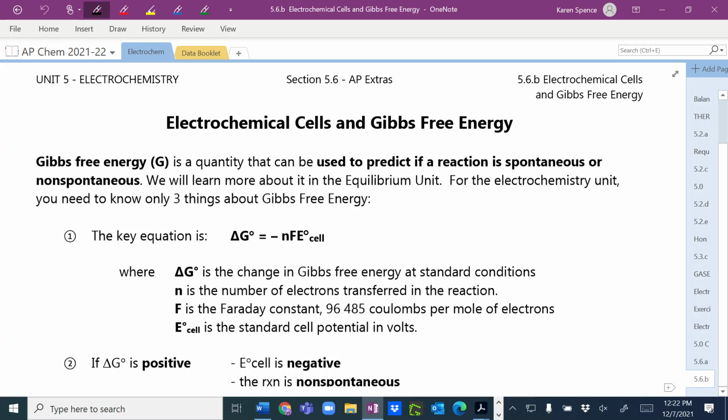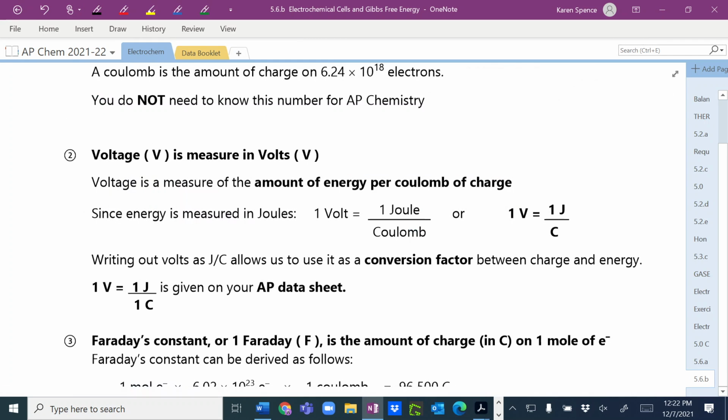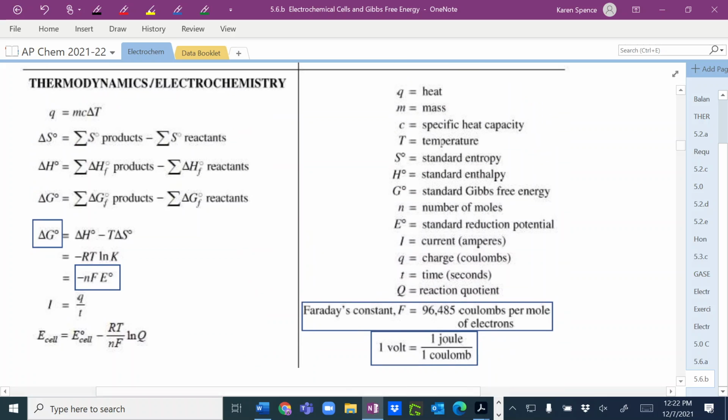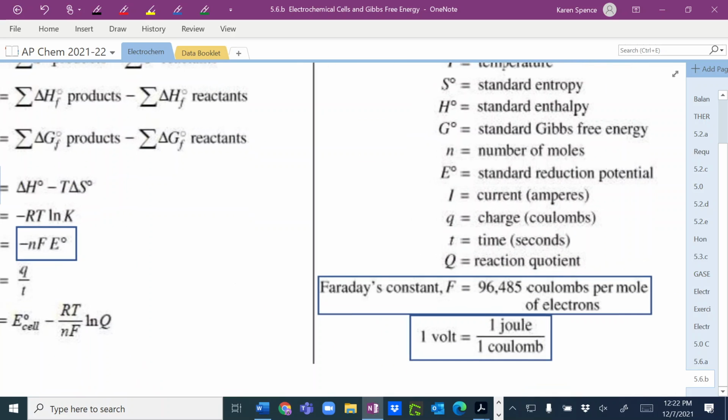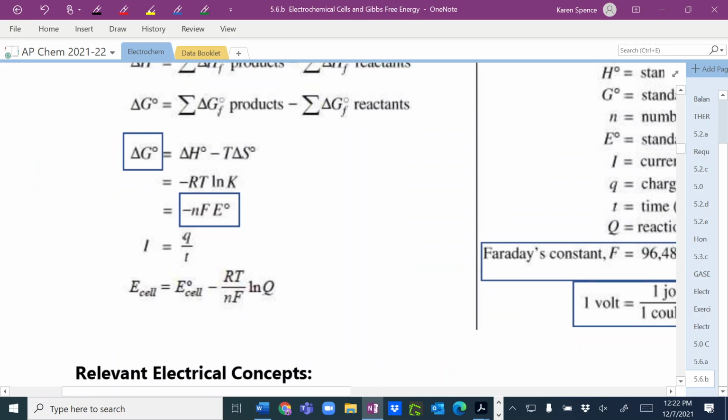We will actually go into Gibbs free energy later, but not today. The key equation is this. It is on your data booklet. So if we go to our second page here somewhere, oh, there it is. On the left: delta G is equal to negative nFE naught, where F is, what is F? Faraday's constant, which we just learned about, right? What is n? Number of moles of electrons, okay? Number of moles of electrons.